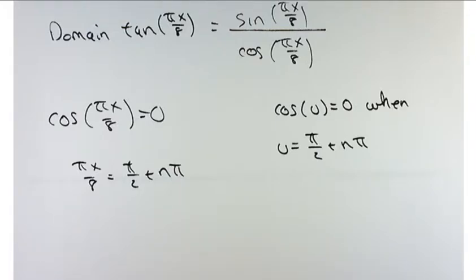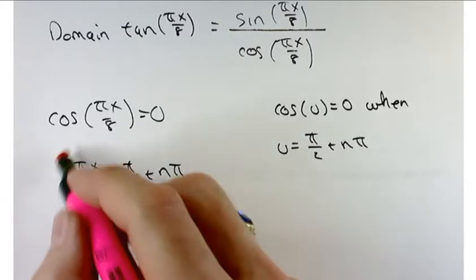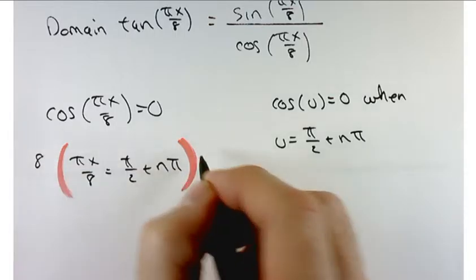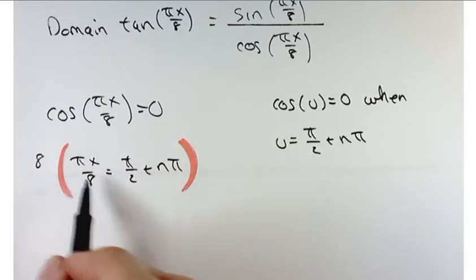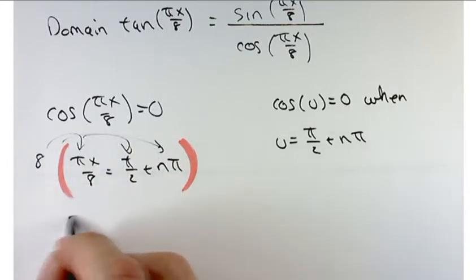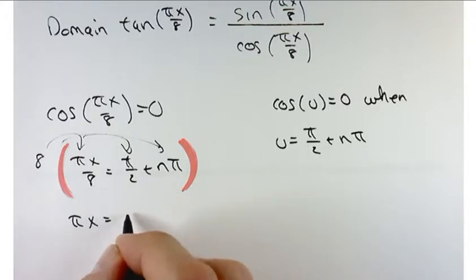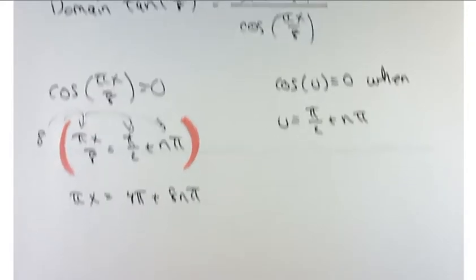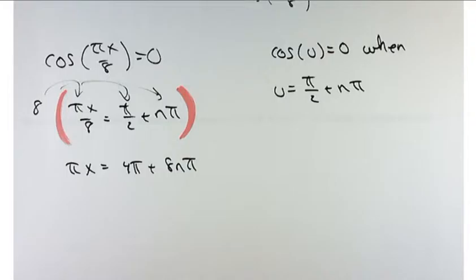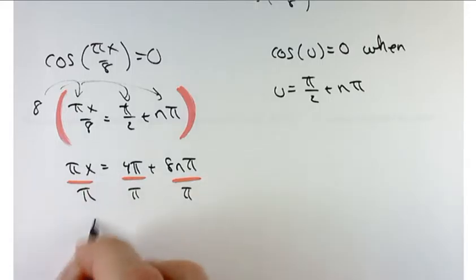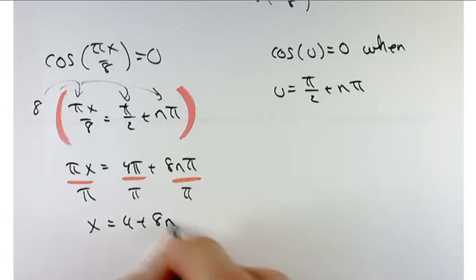Let's see about solving here. I'd multiply both sides by 8. That 8 distributes itself here, here, and here. I get pi x equals 4 pi plus 8n pi. Almost done in terms of solving for x. I divide everything through by pi. I get x equals 4 plus 8n.